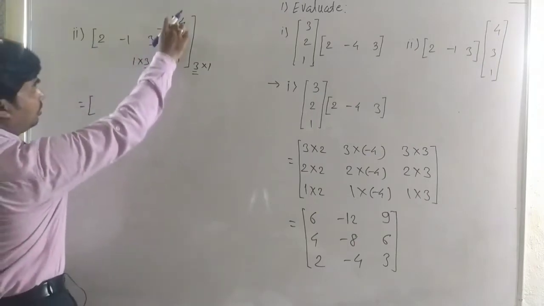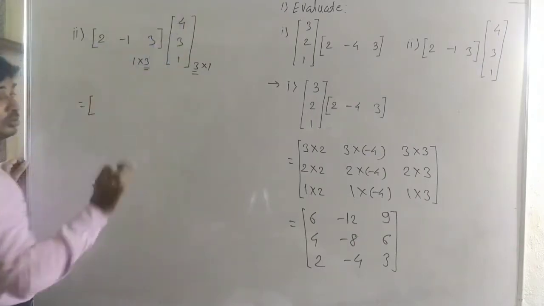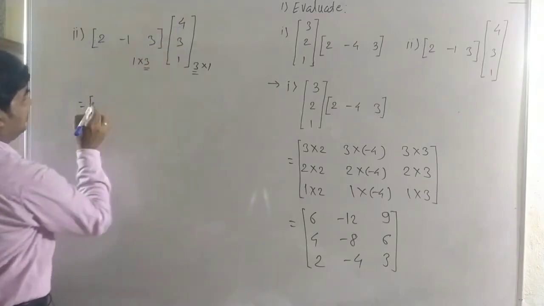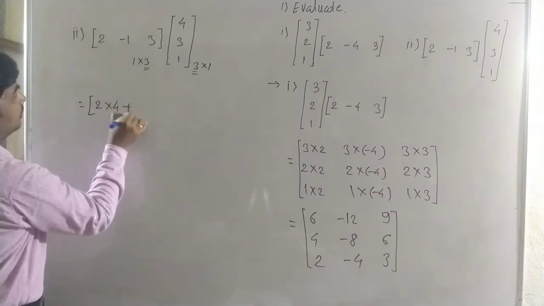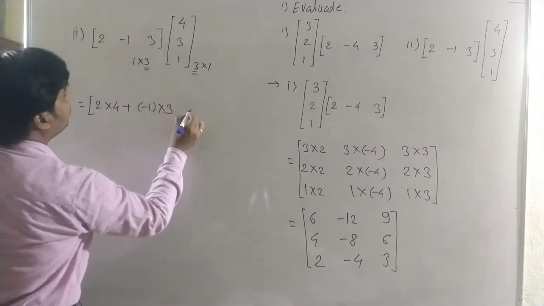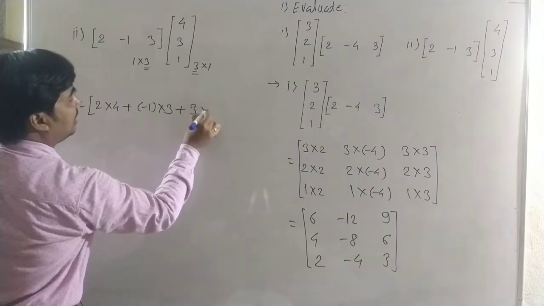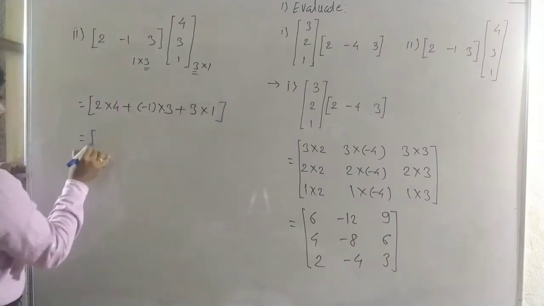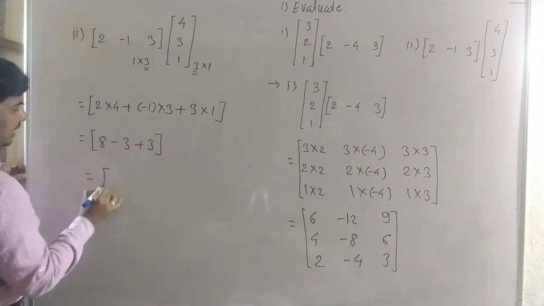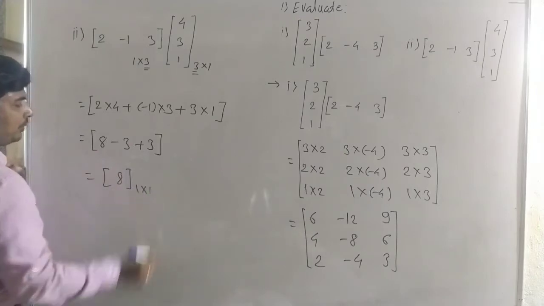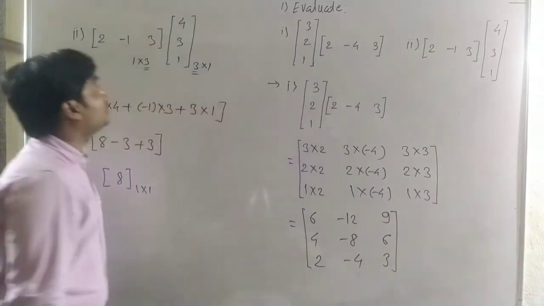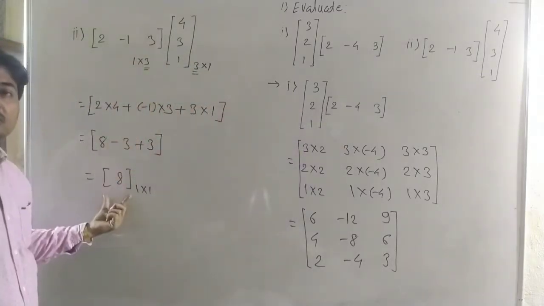Here there is only one row and only one column, therefore we get only the first row, first column element. First element into first element, 2 into 4, plus -1 into 3, second element into second element, and then plus third element into third element, 3 into 1. Then it is 8 minus 3 plus 3, so we get 8, and this is a 1 by 1 matrix. See carefully, the product of the first two matrices is 3 by 3, and the product of the second two matrices is 1 by 1.